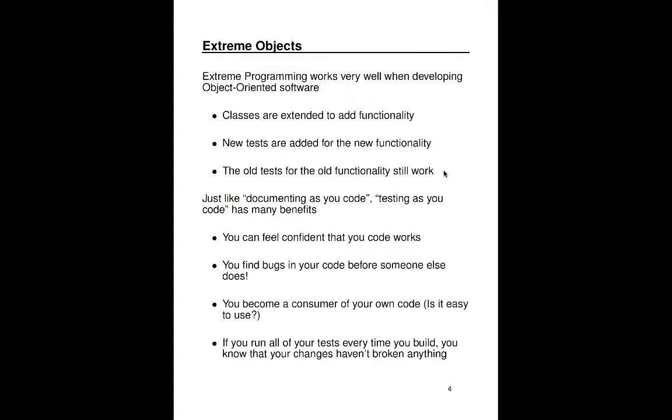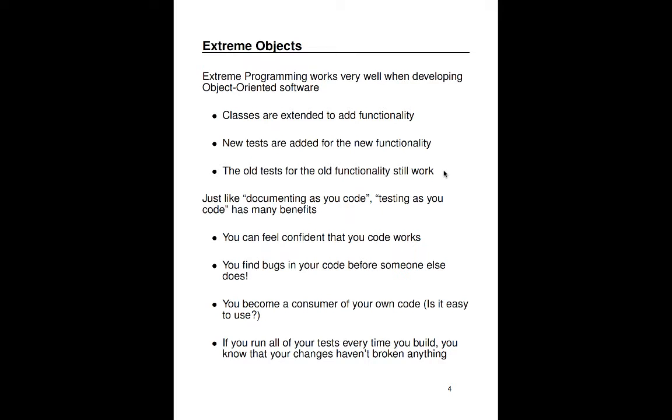Now these principles and tenets of extreme programming work very well when developing object-oriented software. When you think about the increments that you build in OO software, you have classes that are extended to add new functionality. You're adding new methods, maybe you're changing existing methods to have things do more things. And when you add that new functionality, add new tests to make sure that the new functionality behaves as expected.